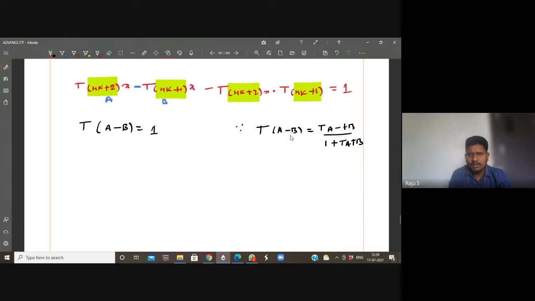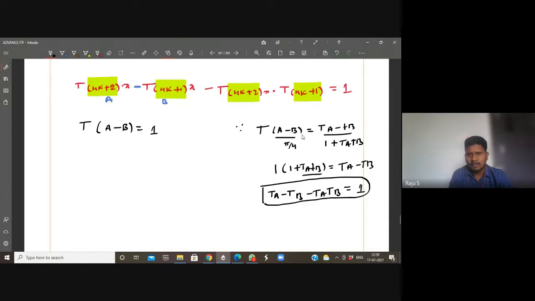When I take A minus B equal to 45, because tan of A minus B I have written as 1, nothing but tan 45, so pi by 4. Now cross multiply here: tan pi by 4, which is 1, into 1 plus tan A tan B is equal to tan A minus tan B. This tan A tan B we can take to the right side. So finally tan A minus tan B minus tan A tan B is equal to 1 on the left side.